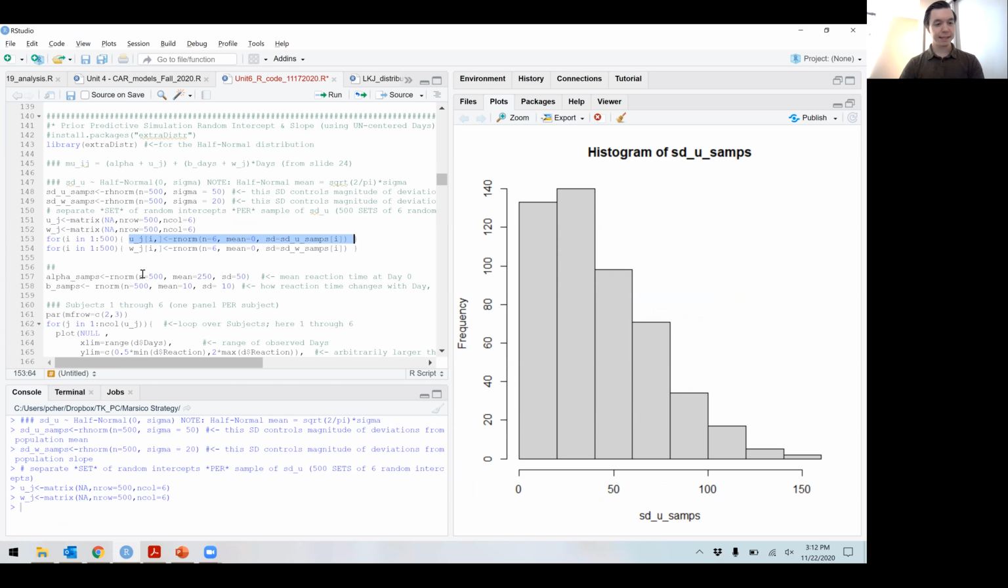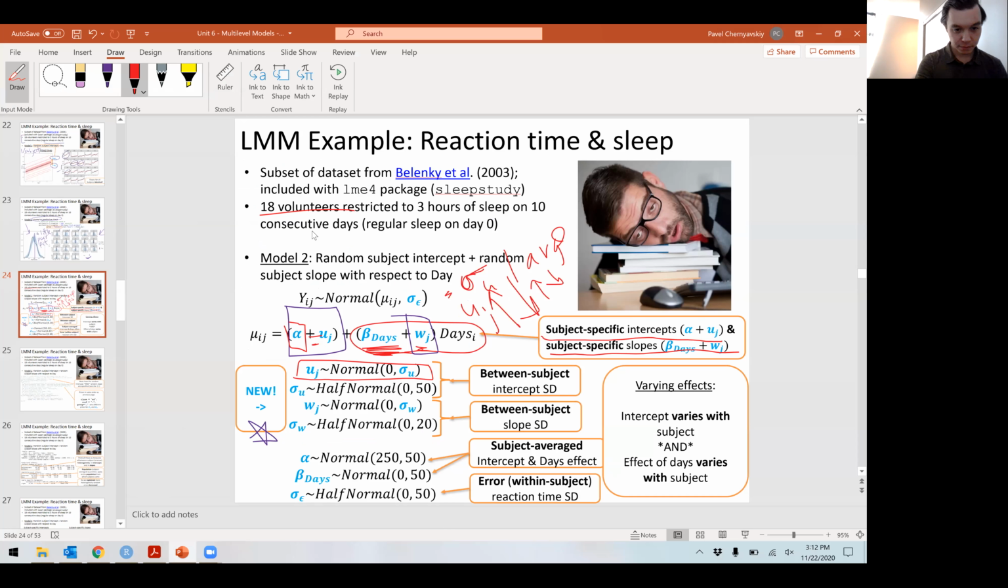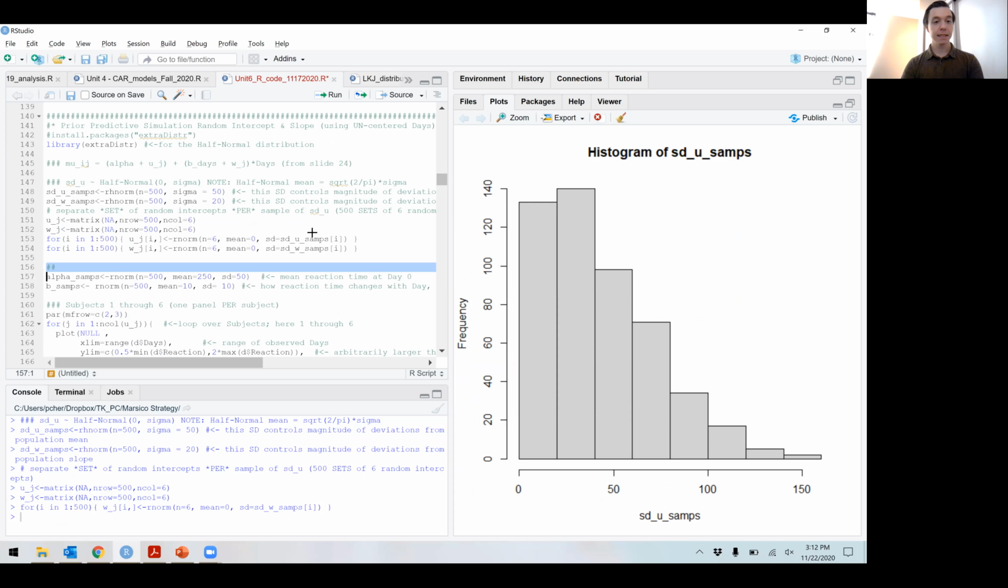So I will generate 6 different intercepts from a normal distribution, mean 0, conditional on each sigma u, and then a different normal distribution for the random slopes. Right over here, right over there. Okay. Here is my population intercept. I center it at 250.